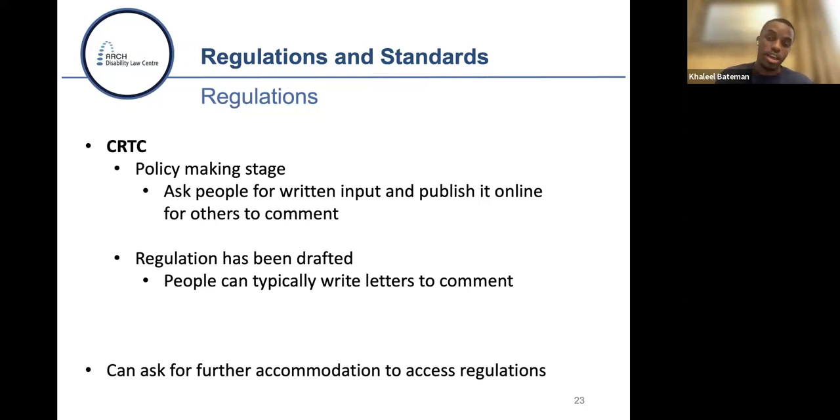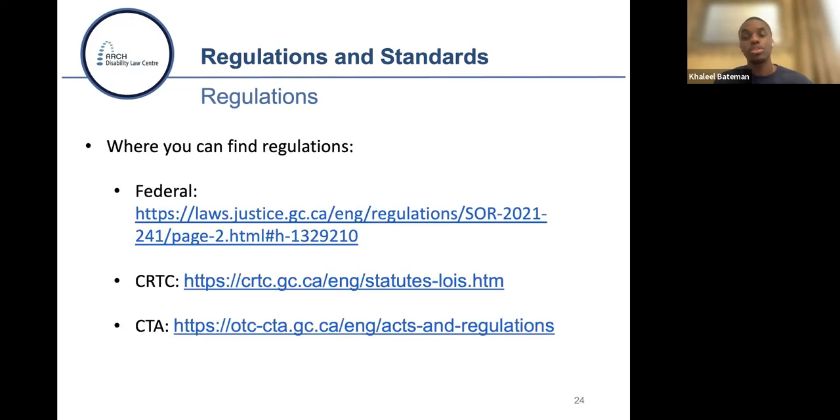It's important to note that in the event that any of these regulations from any agency in process are difficult to access, you can request from the specific agency to provide further accommodation. We have included here links in which you can find these regulations for these respective agencies. They're all each on their respective government websites.